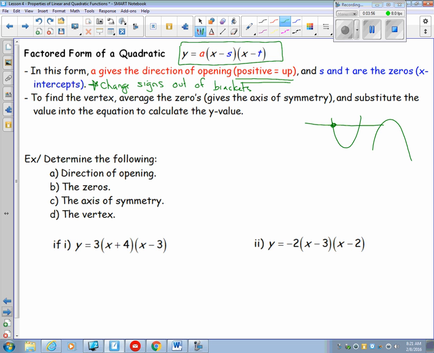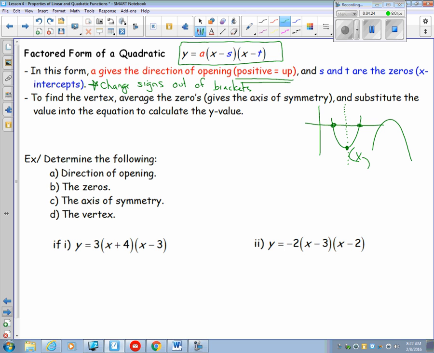It's these two points. The other most important point we want to find often is this point down here. We call it the vertex, the point where we change direction. To do that, we can find our axis of symmetry, which is the imaginary line that goes right down the middle of that parabola, and it's always halfway between our zeros. So the reason we like this factored form, s and t, is if I know my zeros, I can add them together and divide by 2, and I'll get the axis of symmetry, which would be the x part of this coordinate right here.